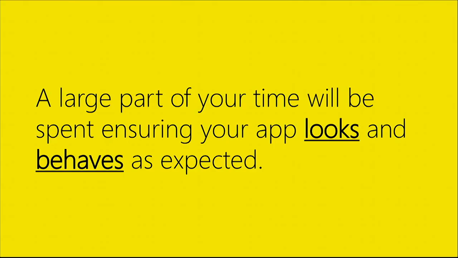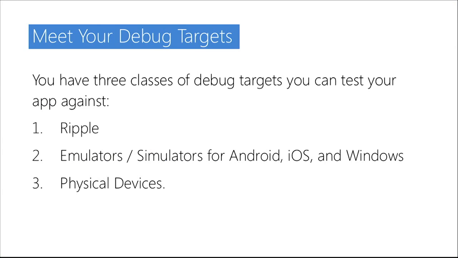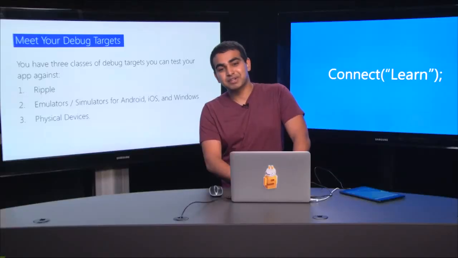So, as you know, a large part of your time will be spent ensuring your application looks and behaves as expected. And in Visual Studio, we give you 3 classes of debug targets you can use to test your app against to make sure your apps do function the way you intend them to do. You have Ripple, which is the browser-based simulator that you saw earlier as part of our Hello World demo. You have emulators and simulators for all the platforms, for iOS, Android, and Windows. And you also have physical devices. In this video, I'm going to take a simple application and show you how to both preview as well as debug them across all 3 classes of debug targets.